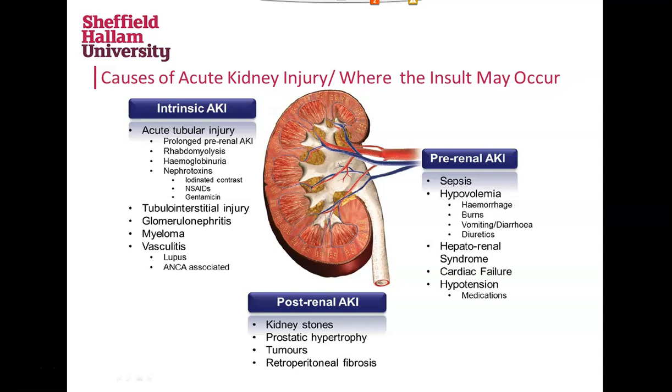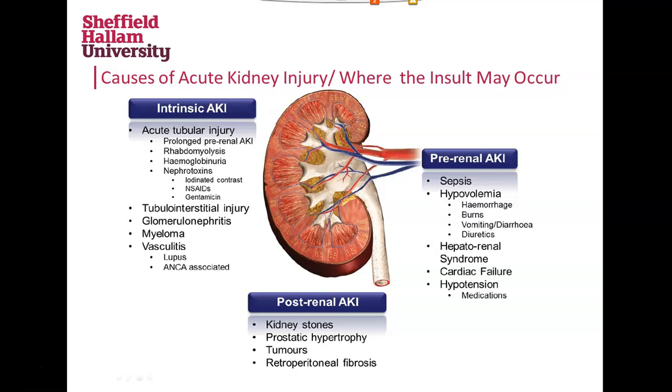Things like glomerulonephritis, so inflammation of the glomerulus. Myelomas, so things like cancers, blood cancers that cause blockages, and then vasculitis. There are lots of different types of vasculitis, but again, inflammation of the vascular tissue within the unit of the kidney.